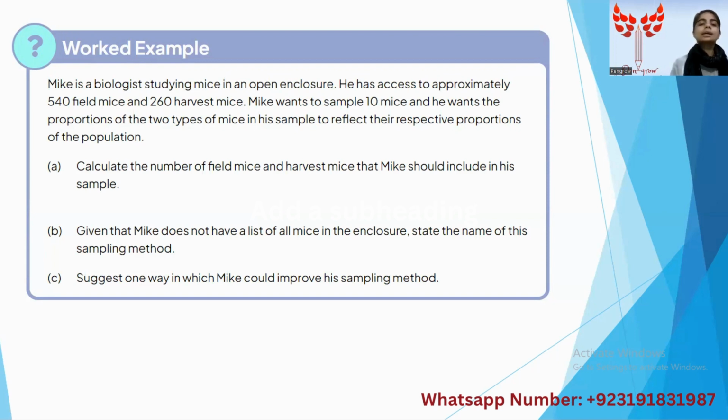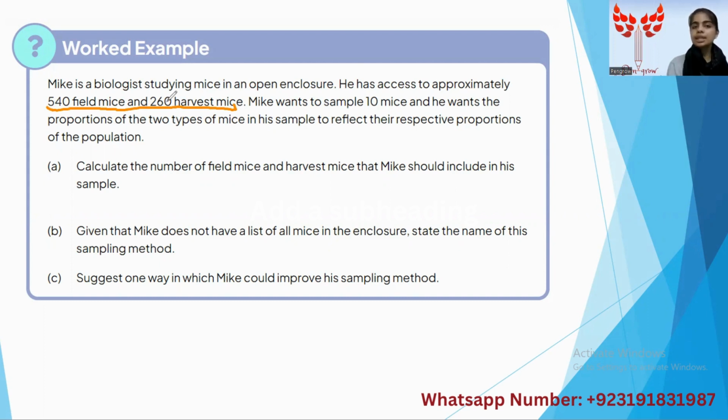Mike is a biologist studying mice in an open enclosure. He has access to approximately 540 field mice and 260 harvest mice. Now, this part is your population. This is your population, right? 540 field mice and 260 harvest mice. This is what Mike has. Mike wants to sample 10 mice, and he wants the proportion of the two types of mice in his sample to reflect their respective proportions of the population. Calculate the number of field mice and harvest mice that Mike should include in his sample.